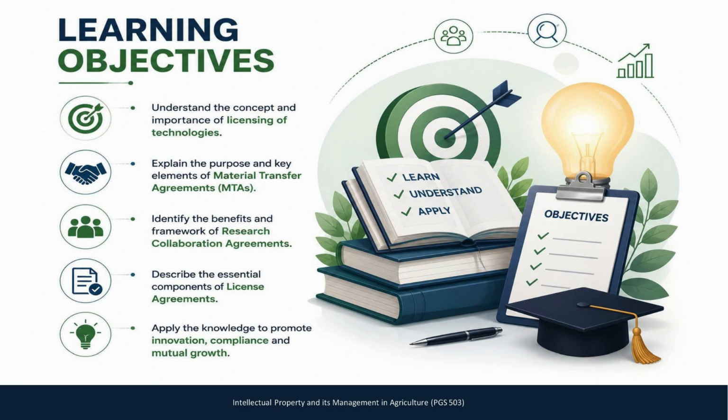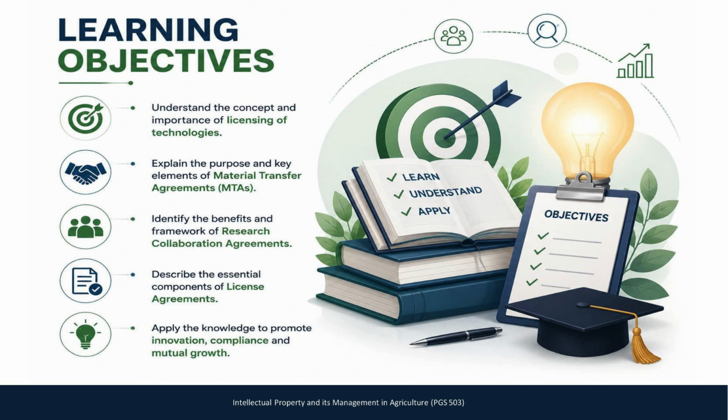innovation. The first objective is understand technology licensing fundamentals. This will help us understand what technology licensing is, why it is needed, and how it works. The next objective is learn about material transfer agreements, or MTAs. We will understand when an MTA is required and its major components. The next objective is study research collaboration agreements, or RCAs. These agreements help different organizations work together on research while clearly defining their responsibilities.